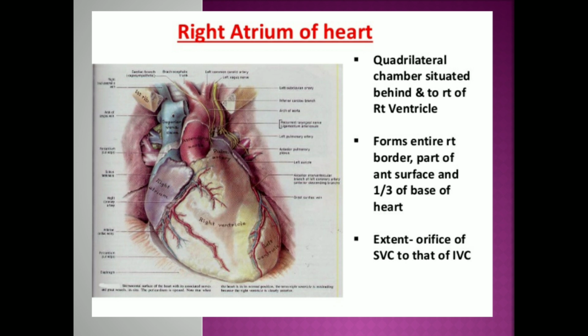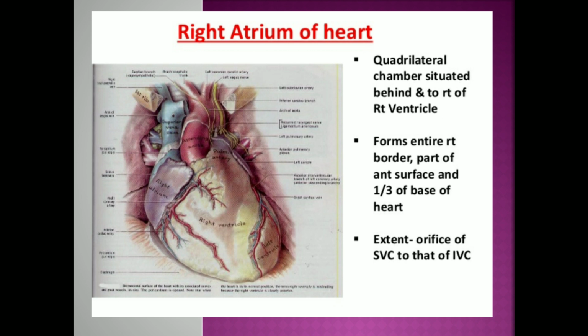Here you see a conical projection on the right atrium towards the ascending aorta, called the right auricle. You can see a conical projection arising from the right atrium. That conical projection close to the ascending aorta is called the right auricle.